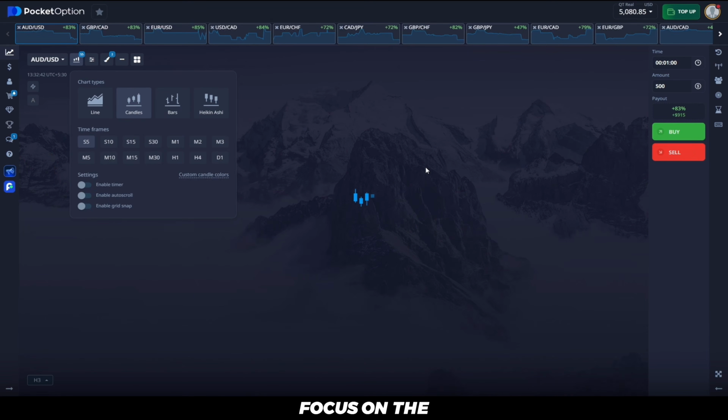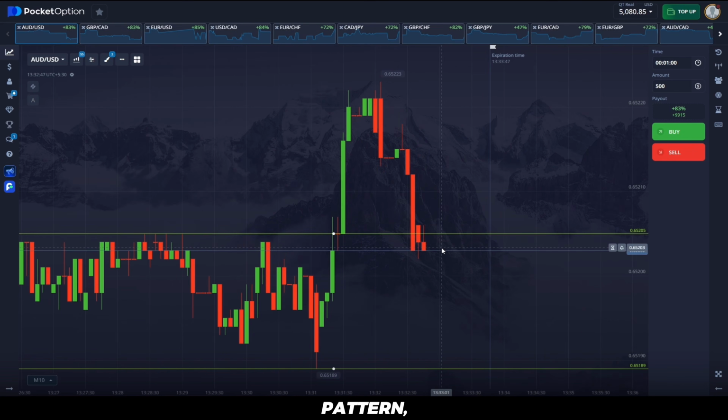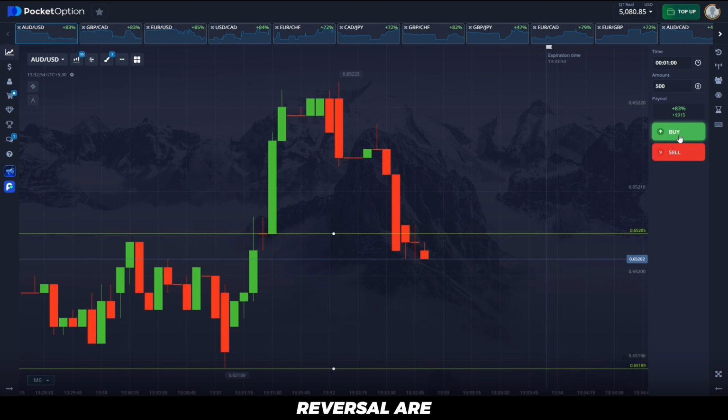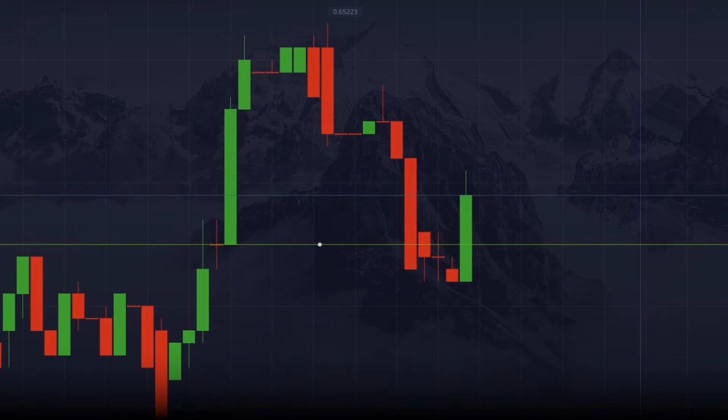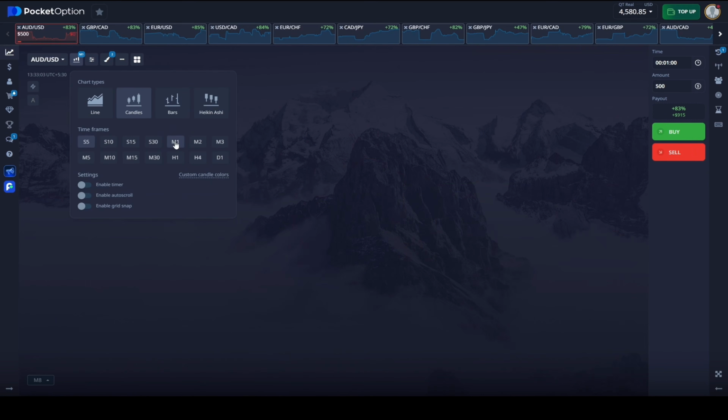Let's focus on the 5-second chart. If on the 5-second chart I get a reversal pattern, I'll go for a trade in the upside direction. Chances of reversal are high. Yes, that's the confirmation. So let me explain the setup.